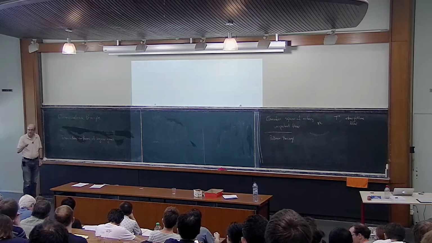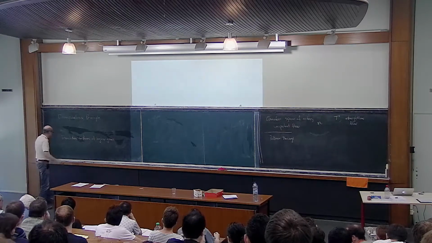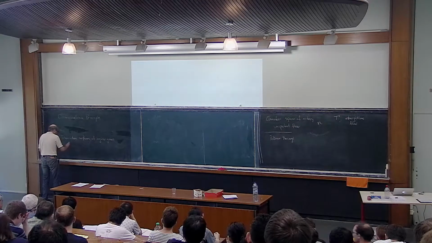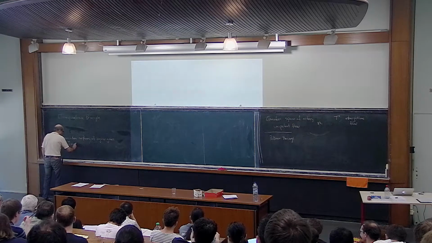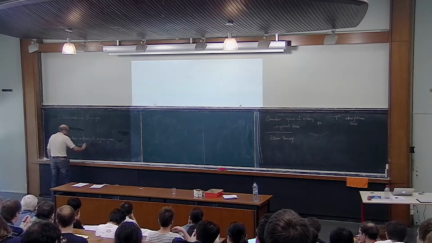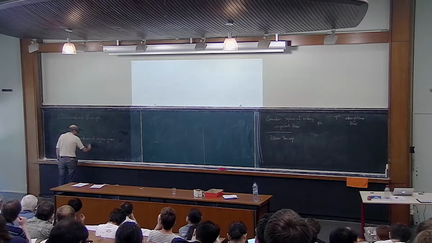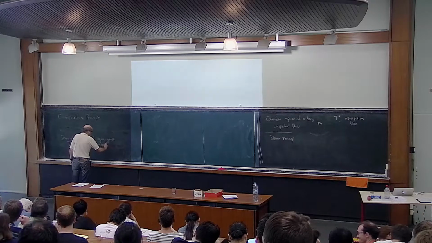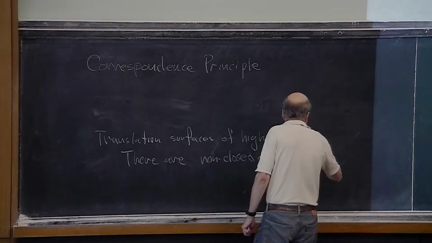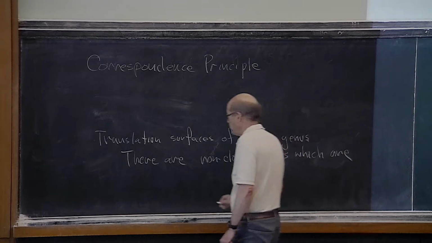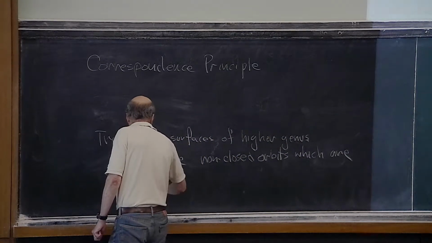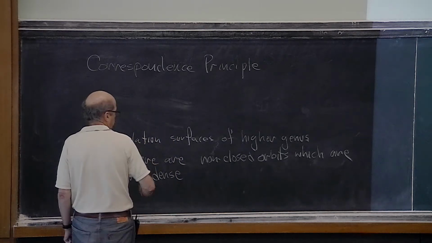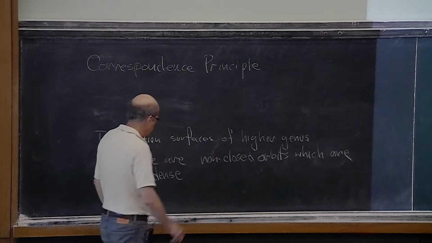Okay, so we know we have examples of closed orbits. We have examples of dense orbits. Let me say that there are non-closed orbits which are not dense. Okay, so this is, yes, okay, in the higher genus setting, in particular in genus 2.